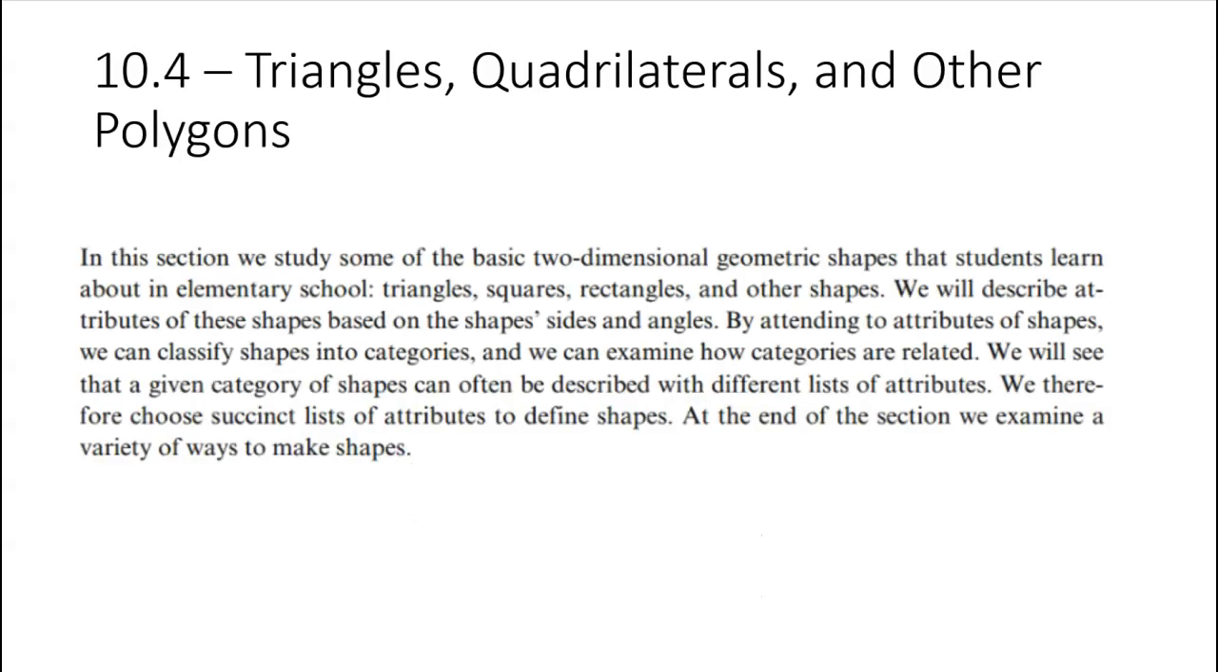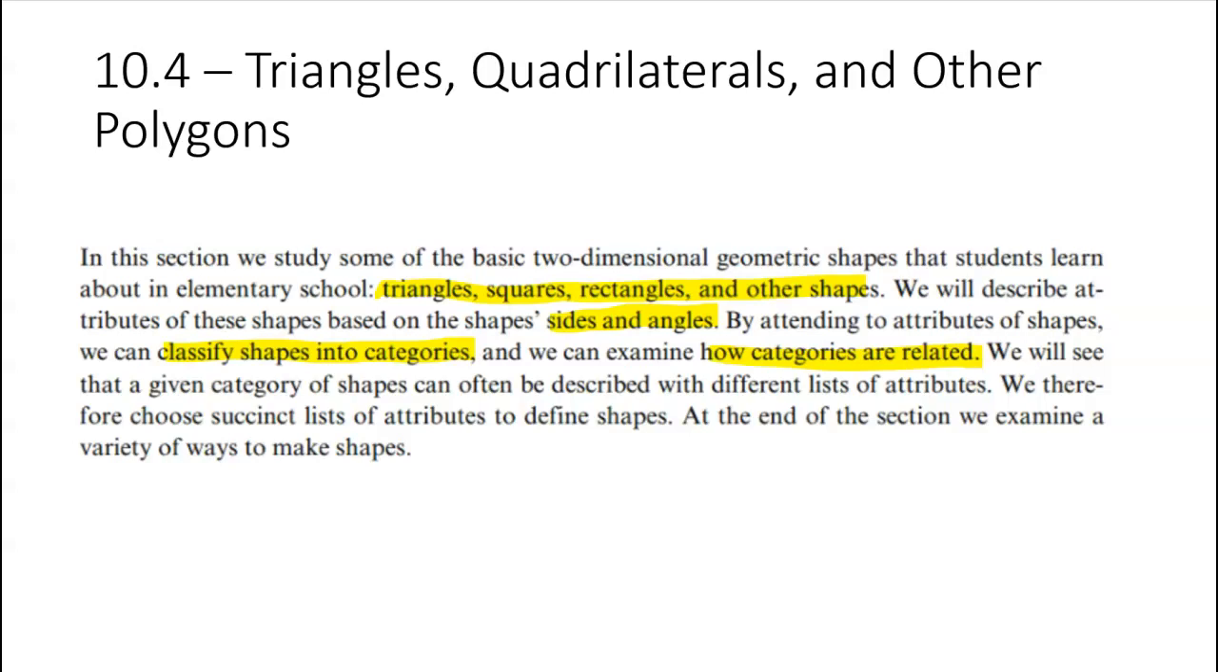So what we're going to be doing here is studying some of the basic two-dimensional geometric shapes that students learn in elementary school. So we're talking about triangles, squares, rectangles, and other shapes. We're going to describe their attributes based on the sides and the angles. And by attending to these attributes, we're going to classify them into categories. And we can then examine how the categories are related.